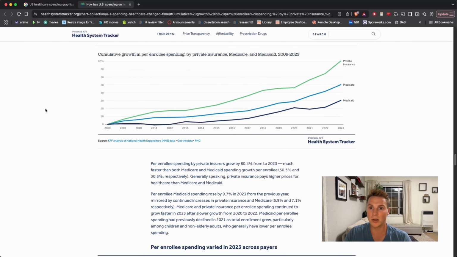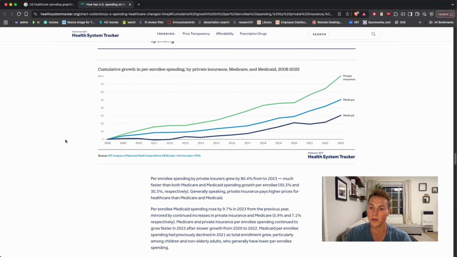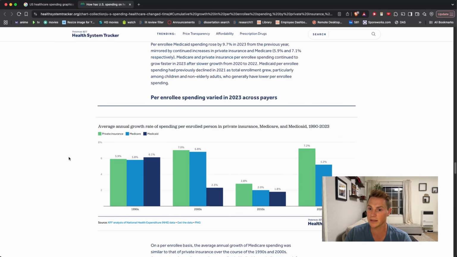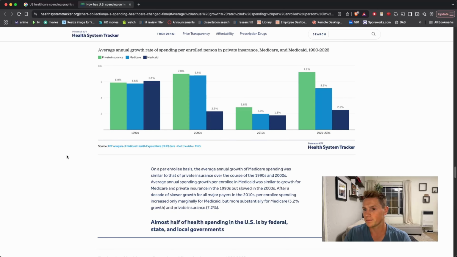What else should we be looking at? Okay, private insurance, Medicare, and Medicaid. Cumulative growth in per enrollee spending by private insurance, Medicare, and Medicaid. So what this is telling us is that we are spending more on healthcare even if we're insured in the United States. Average annual growth rate of spending per enrolled person in private insurance, Medicare, and Medicaid. So that's just another growth chart.